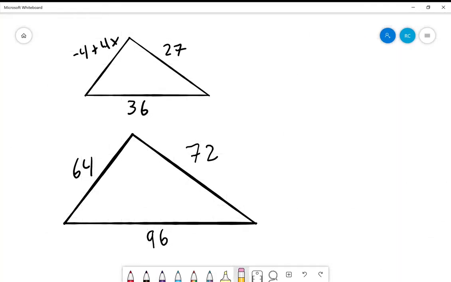So I want you to take a moment, please, right now, pause the video, and see if you can set up this proportion and solve for x yourself. The fact that this is a -4 plus 4x doesn't really make anything any more complicated than we already had. So please do pause and give this a shot yourself. Ready, set, go.